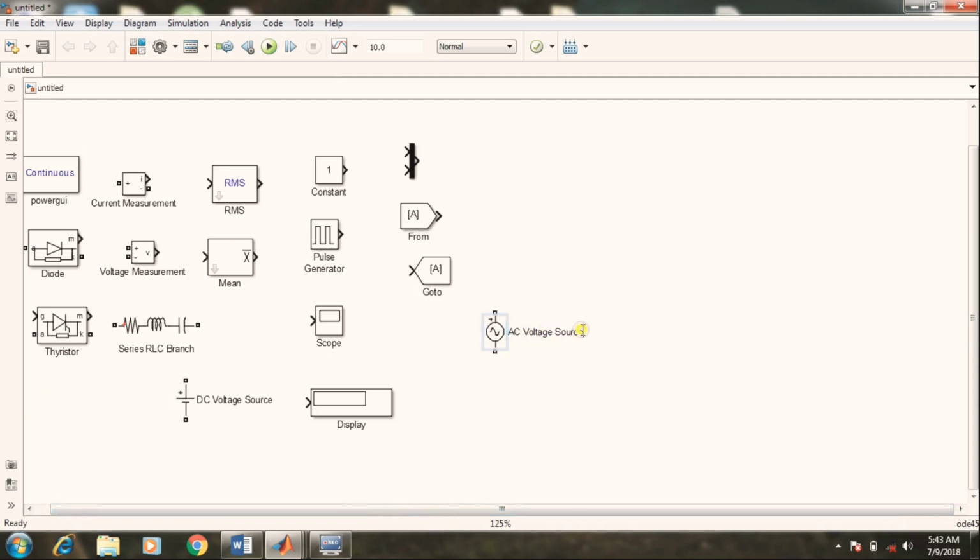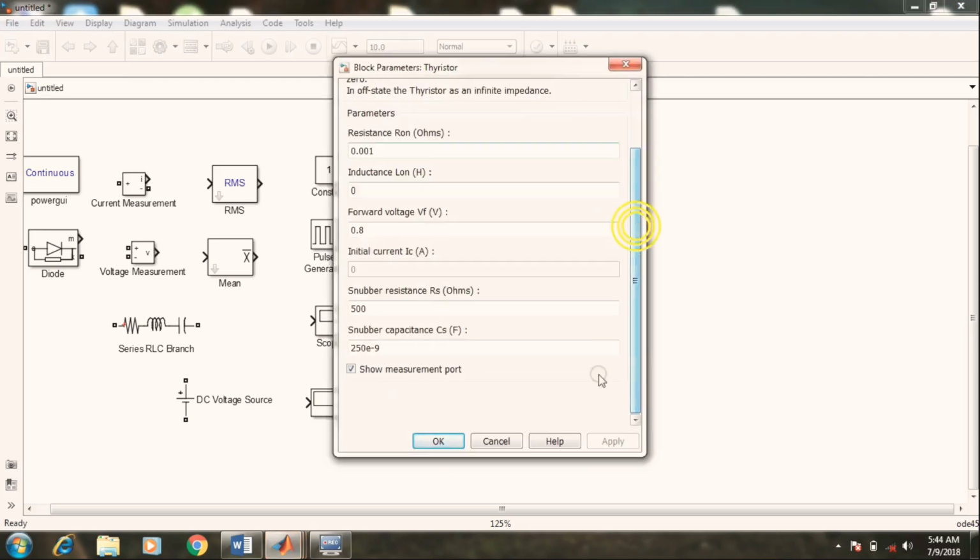So the name is very large, so make it small. So just VS or V in. Next, we want 4 thyristors, so rotate it. I don't want this measurement and all, so I can remove it. So measurement, you untick it and apply.